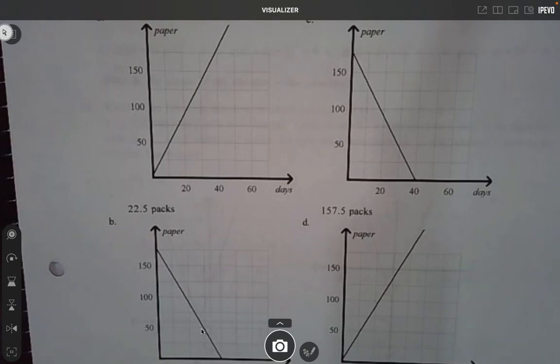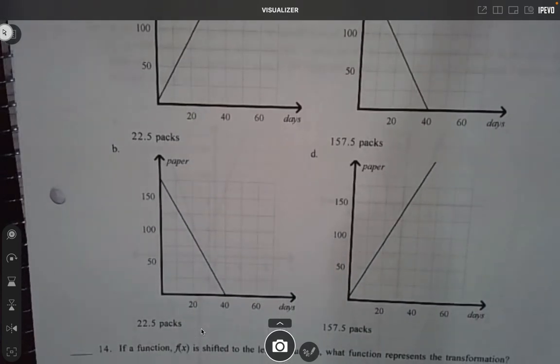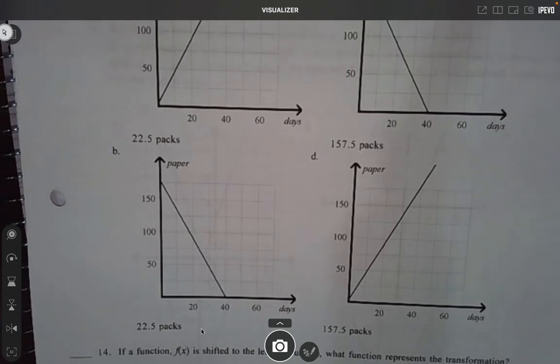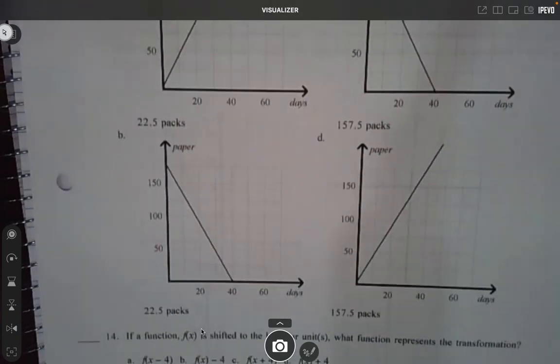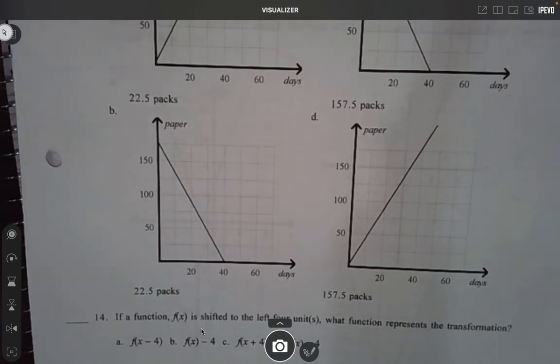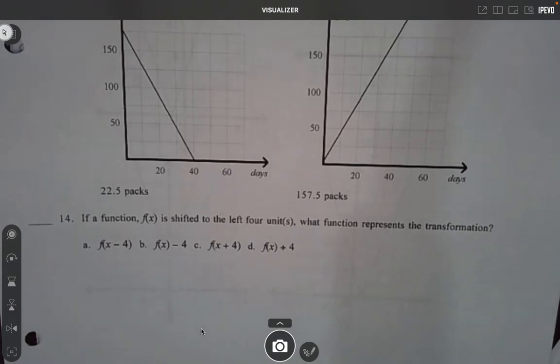Moving along. We're going to skip 13. It's not on there. 13 is B. I didn't put that one on there. Sometimes wording is confusing, and there were other things I wanted to put on here. 13's not on there, but it was B.